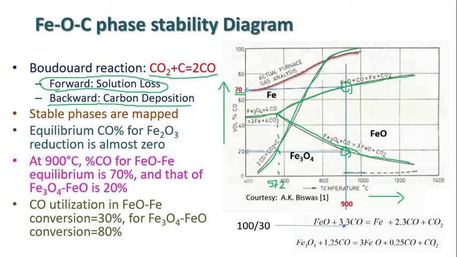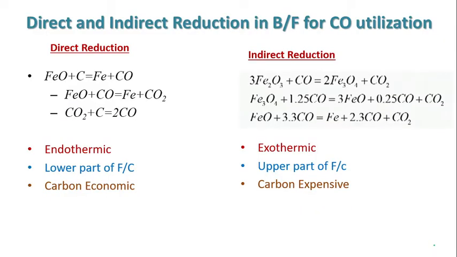But these are the equilibrium lines. When we are talking about a practical blast furnace, the actual gas analysis goes far behind this. The red line indicates the actual furnace gas analysis, so its utilization factor is very low. Next we will study the direct and indirect reduction in the blast furnace for CO utilization.